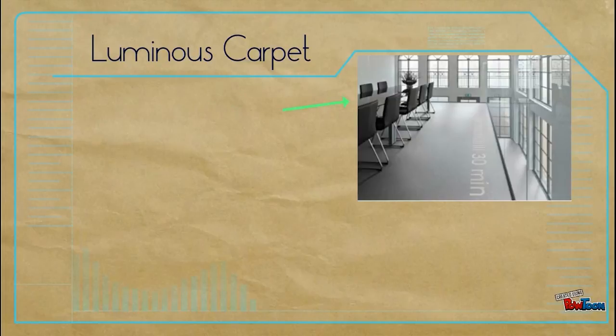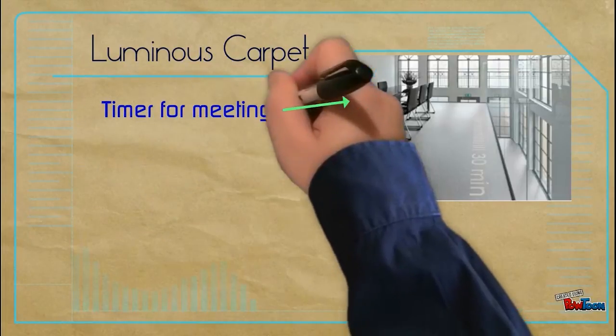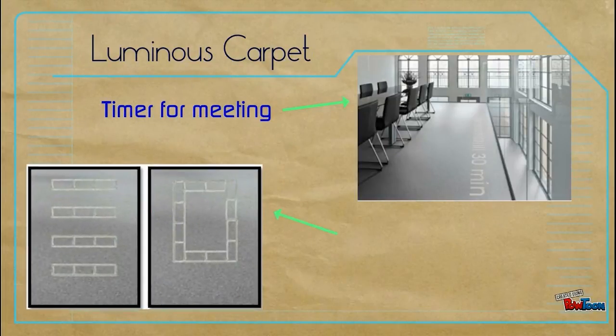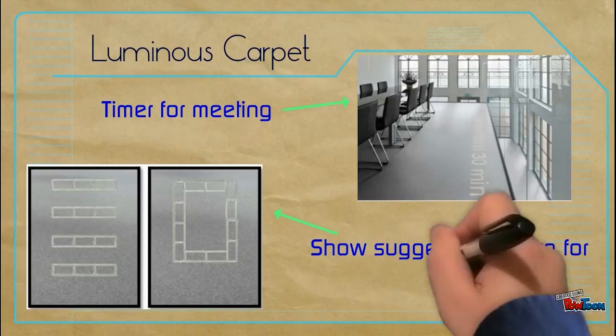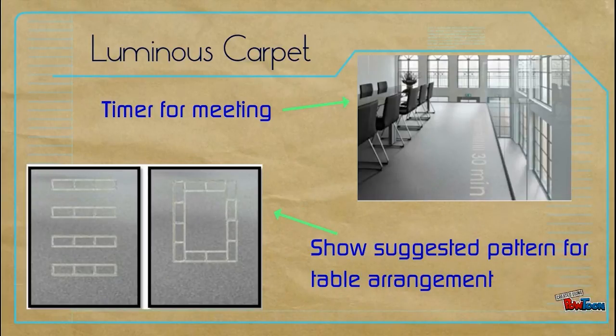By using the Philips luminous carpet in the room, suggested patterns for table arrangement can be shown and reduce chaos during moving tables around. Moreover, it can work as a timer for a meeting and can show the fire escape route. The second problem is inappropriate screen.